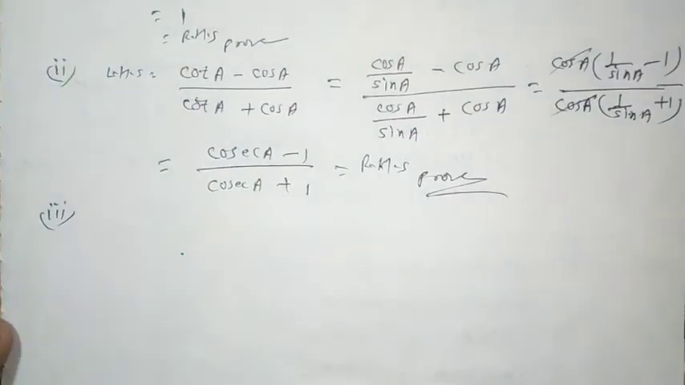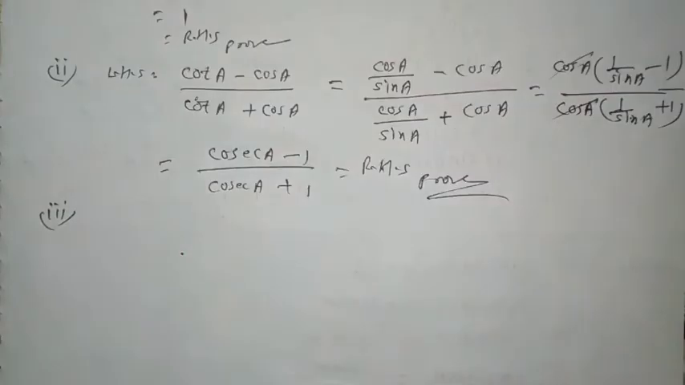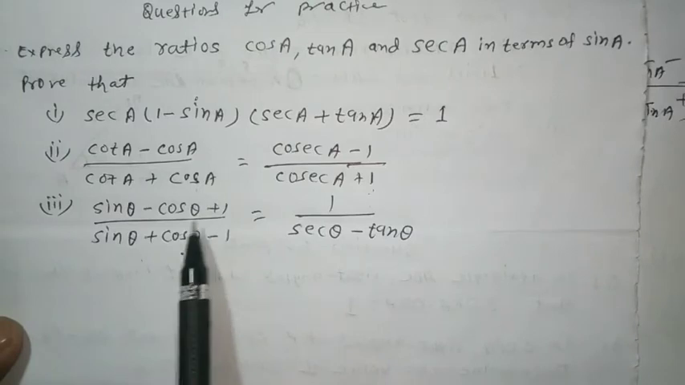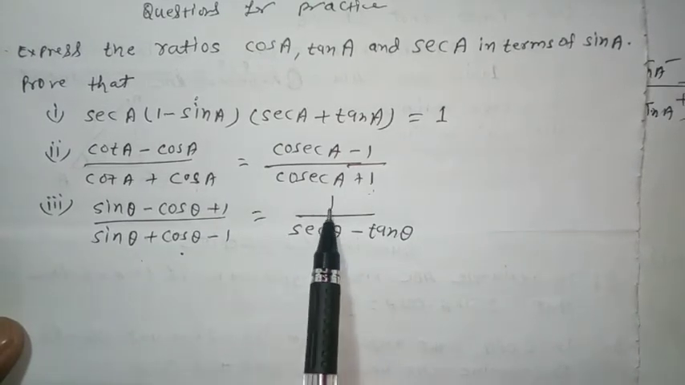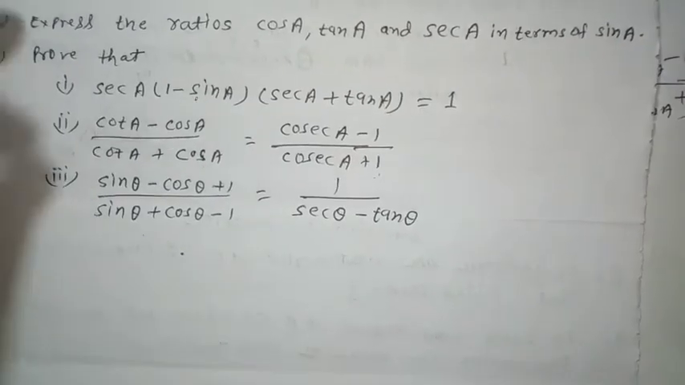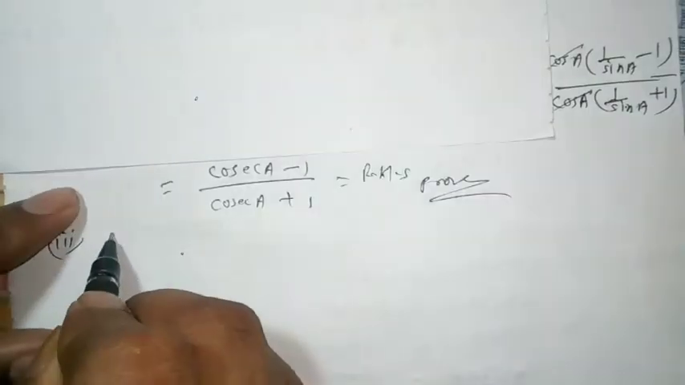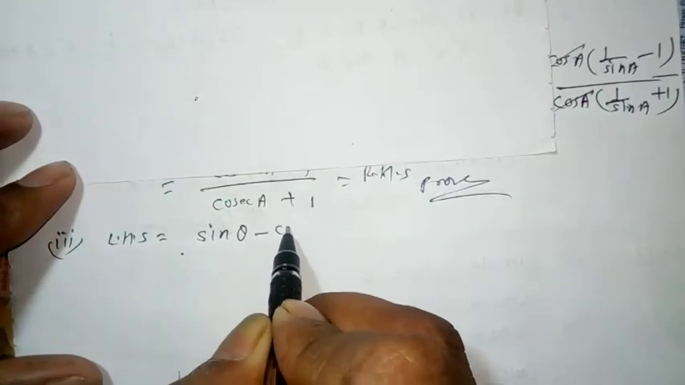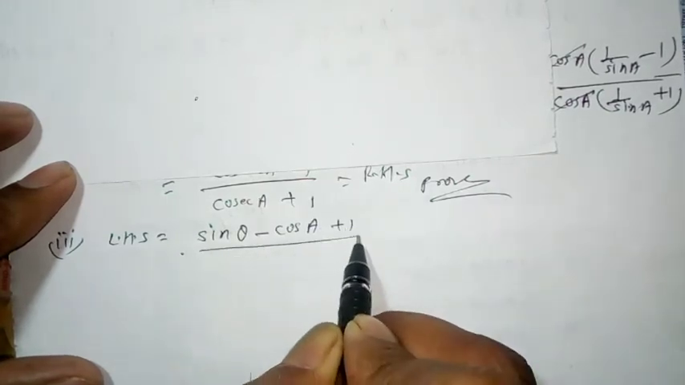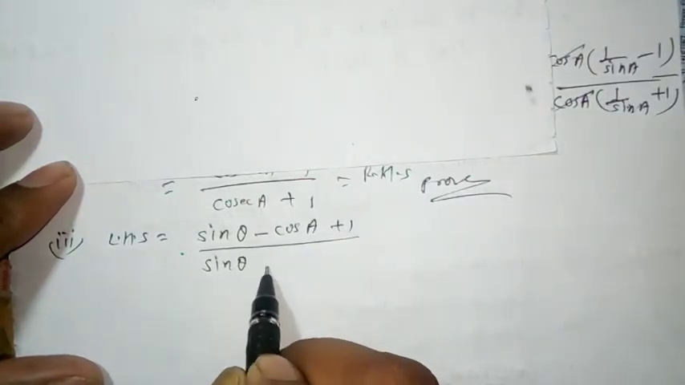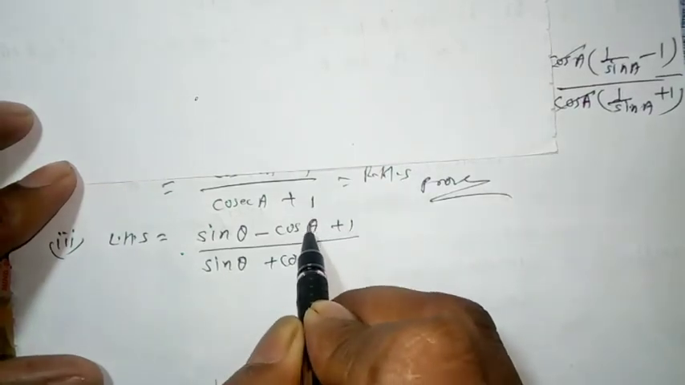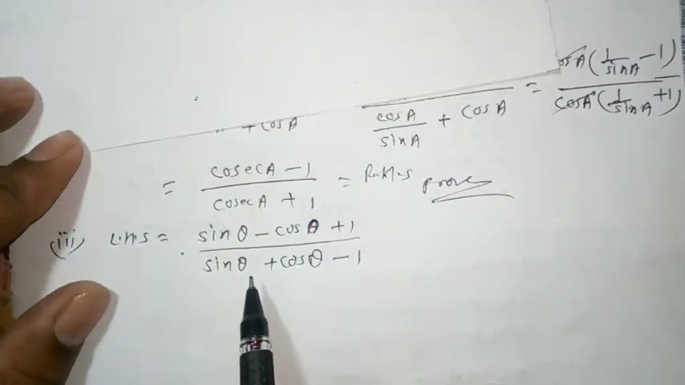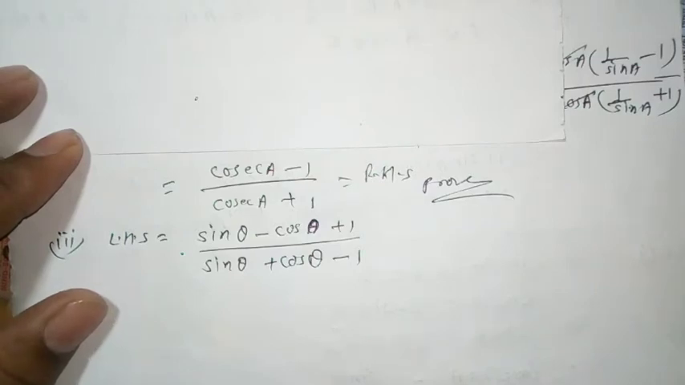Question number 3 of question number 2. Sin theta minus cos theta plus 1 by sin theta plus cos theta minus 1 is equal to 1 by sec theta minus tan theta. LHS is equal to sin theta minus cos theta plus 1 by sin theta plus cos theta minus 1.